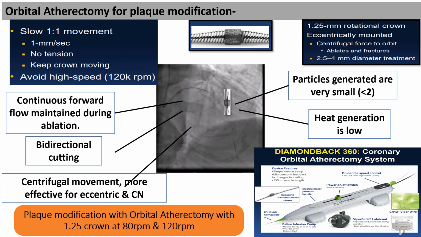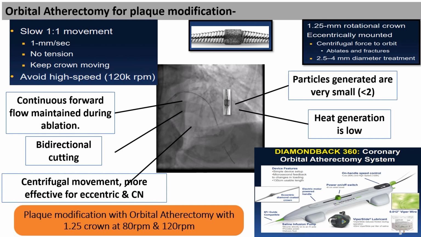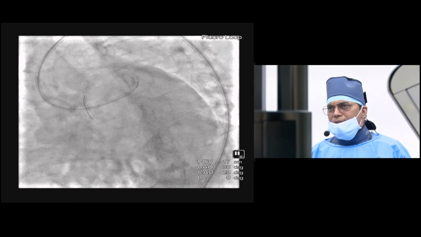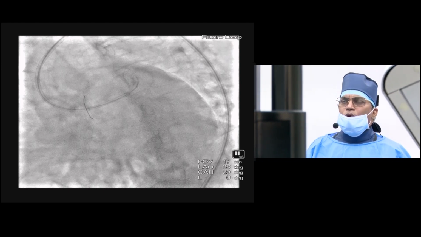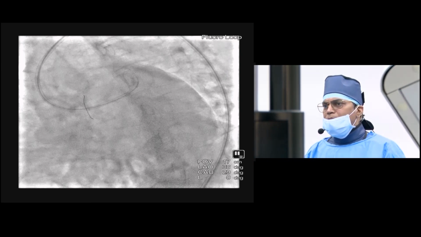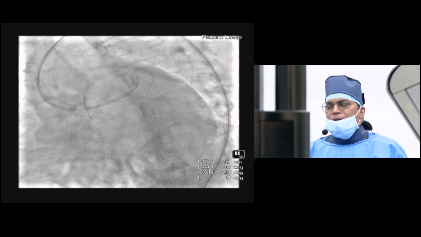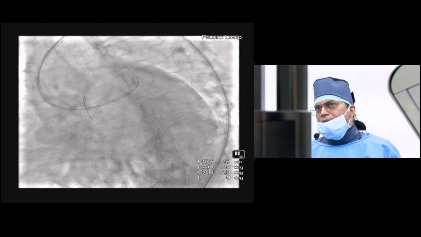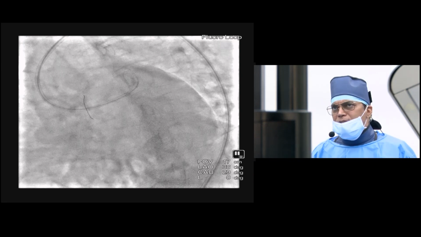So the beauty of this device is you can use it for vessel sizes between 2.5 and 4 mm. So even the left main can be ablated very nicely. Left main is almost 4 to 4.5 mm in the majority of patients. Left main with severe calcium also, the ablation capacity of this device is much more compared to rotablation, particularly in left main bifurcation lesions with calcific nodules.